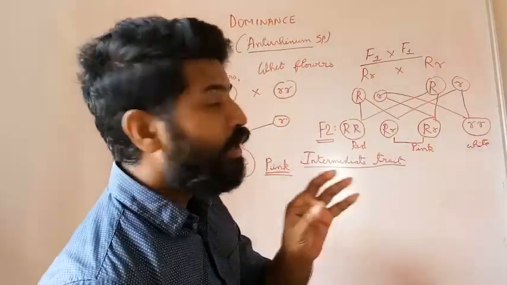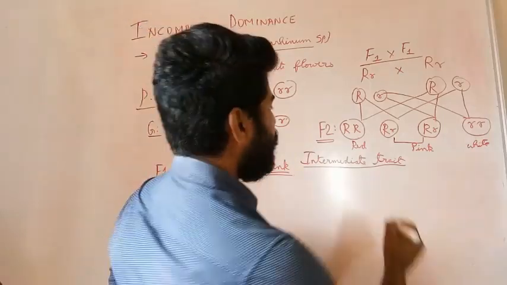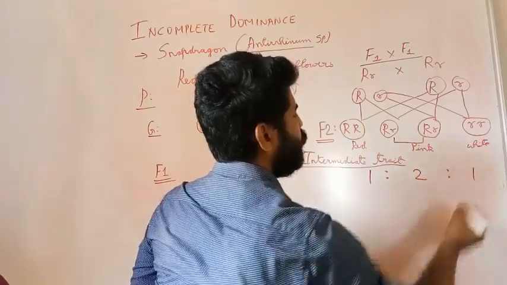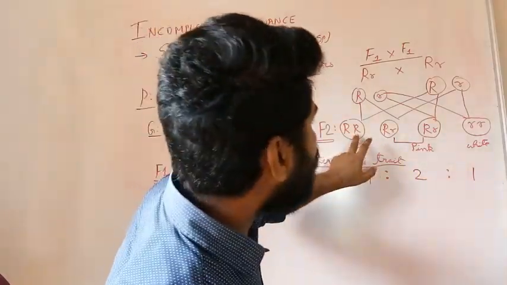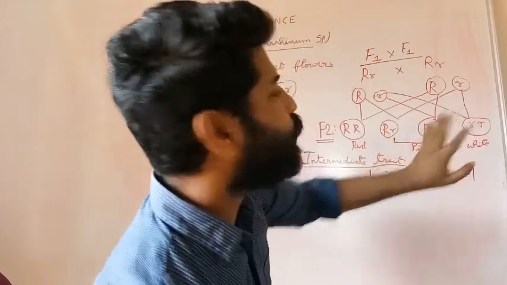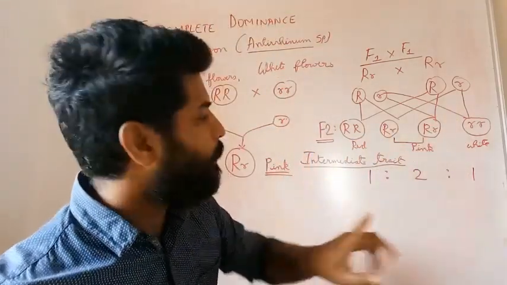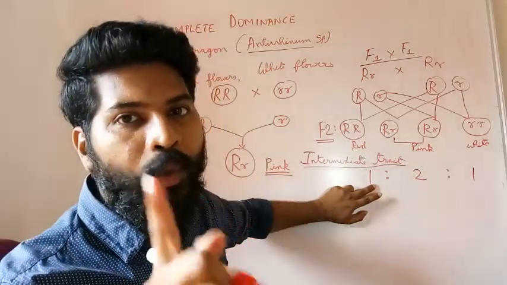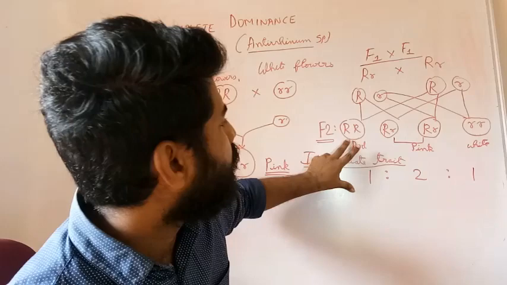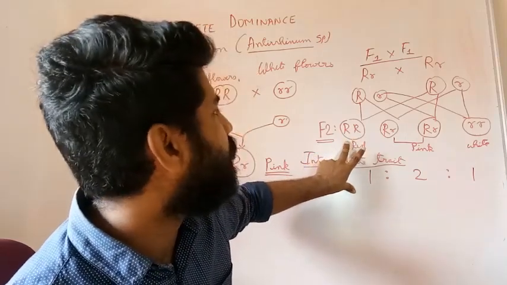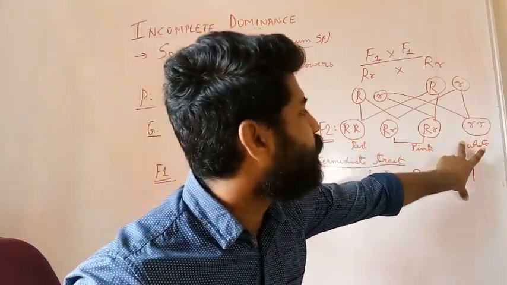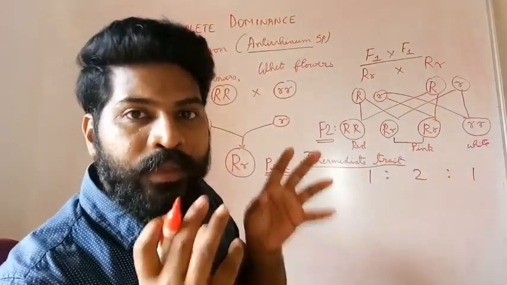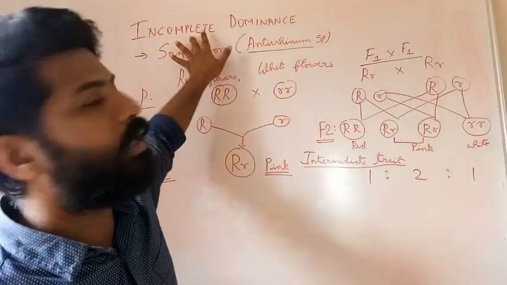So the phenotypic ratio of an incompletely dominant plant is 1:2:1, and the genotypic ratio also is 1:2:1, whereas in the monohybrid cross the phenotypic ratio is 3:1. There were 3 tall and 1 dwarf, whereas here there is 25% dominant plant, 25% recessive plant, and 50% of the plants were of intermediate character, which is due to incomplete dominance.